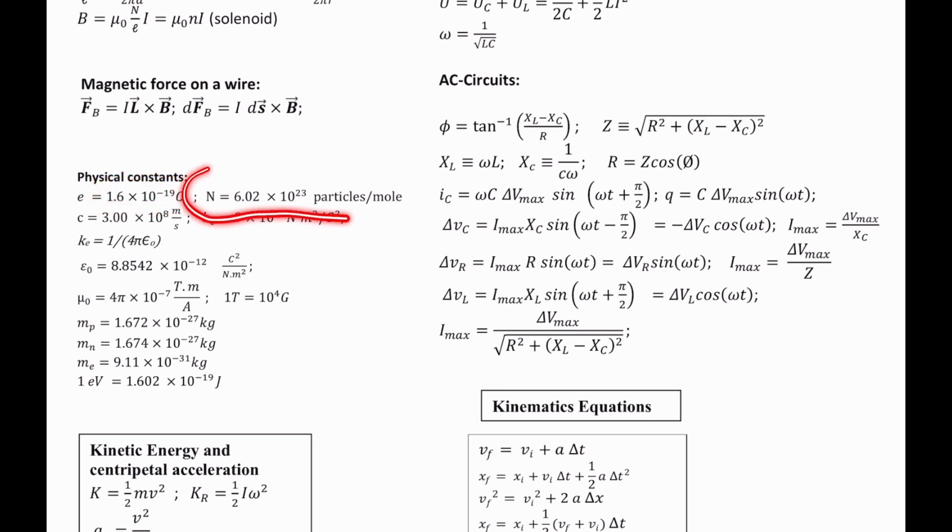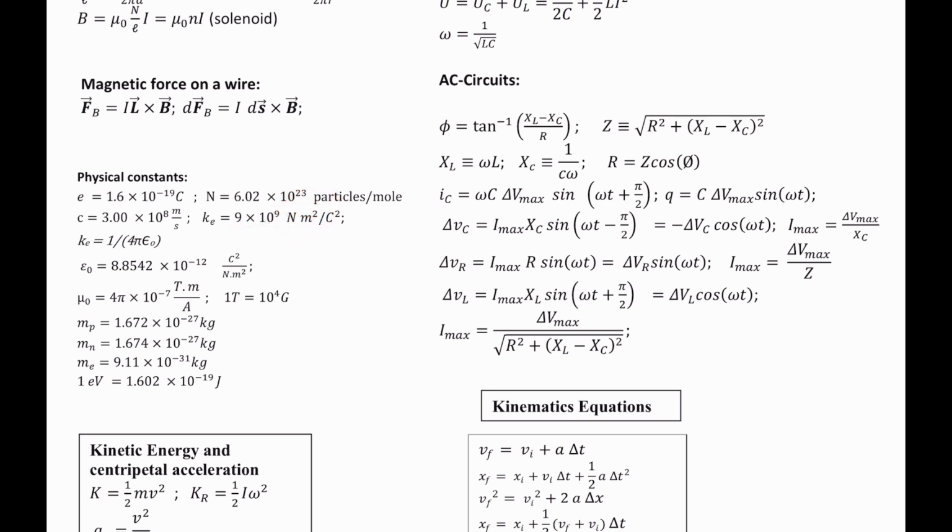You have Avogadro's number. Again, N is equal to 6.02 times 10 to the 23, and they actually give you particles per mole. So this many particles gives you 1 mole. That's how I think about it. We have c, the speed of light. The speed of light is 3 times 10 to the 8 meters per second. Coulomb's constant, 9 times 10 to the 9. This is Newton meters squared, all of that divided by Coulomb squared.